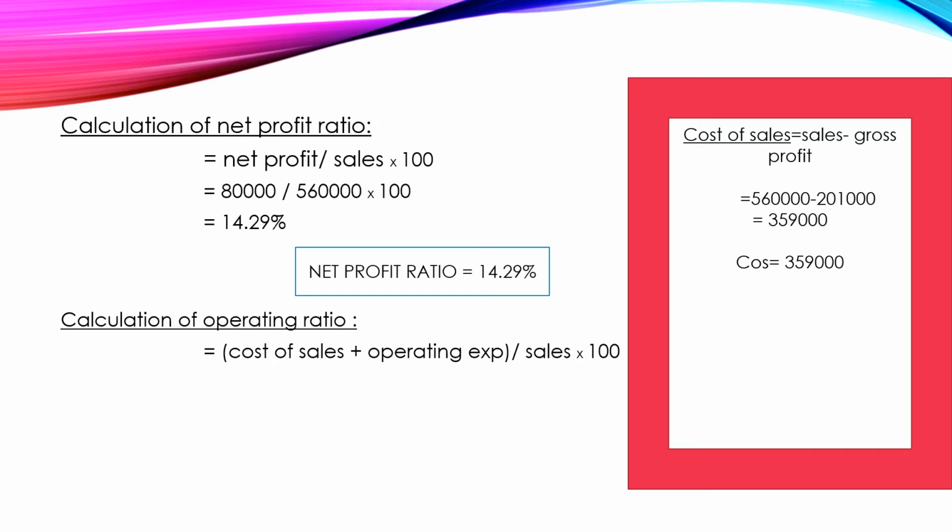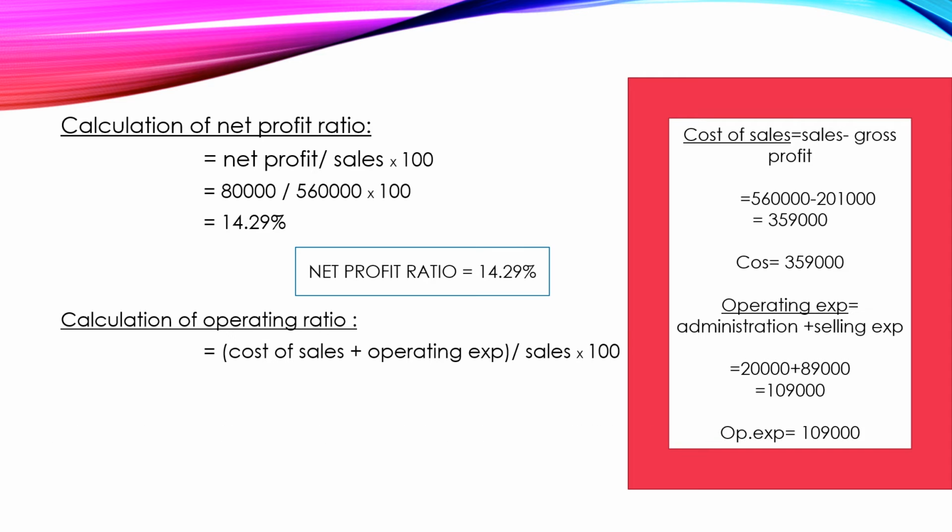Next, we are going to calculate operating expenses. Operating expenses is equal to administration expenses plus selling expenses. Administration expenses 20,000 plus selling expenses 89,000 is equal to 1,09,000. Operating expenses is equal to 1,09,000.